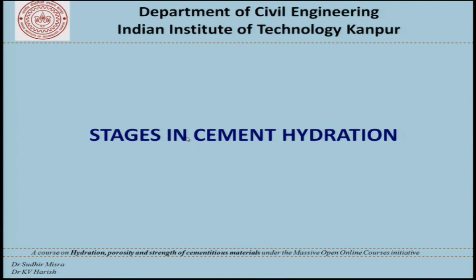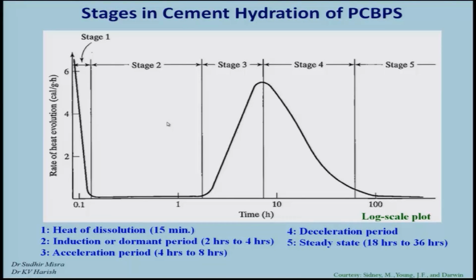Now, stages in cement hydration process. In the last lecture, we have seen the rate of heat evolution curve, where we saw that with respect to time, initially there is a decrease and constant rate, and then later on the rate of heat evolution increases, further on it decreases, and then it reaches a stable state. Now, this rate of heat evolution curve is actually divided into 5 different stages.